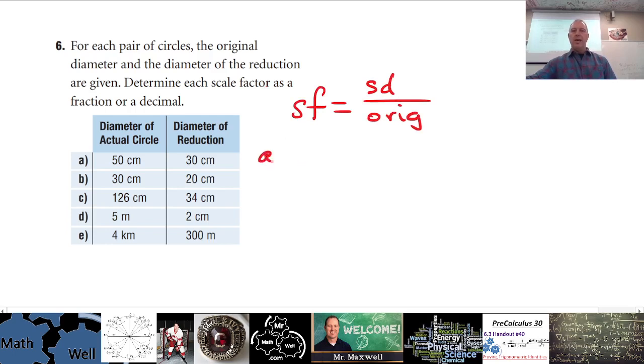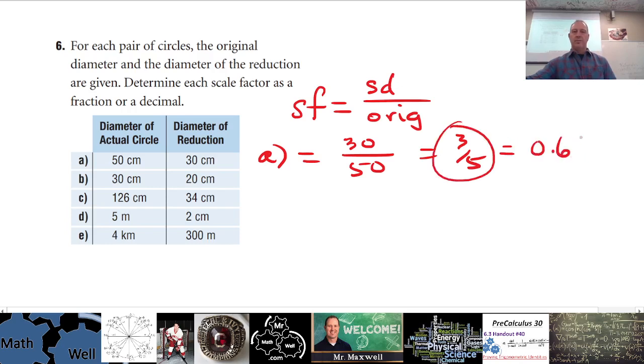And so for A, pretty easy. It's the diameter of the reduction, that's 30, divided by the diameter of the actual circle, 50. 3/5 or 0.6. So you just take this number and you divide it by this number, as long as the units are the same.